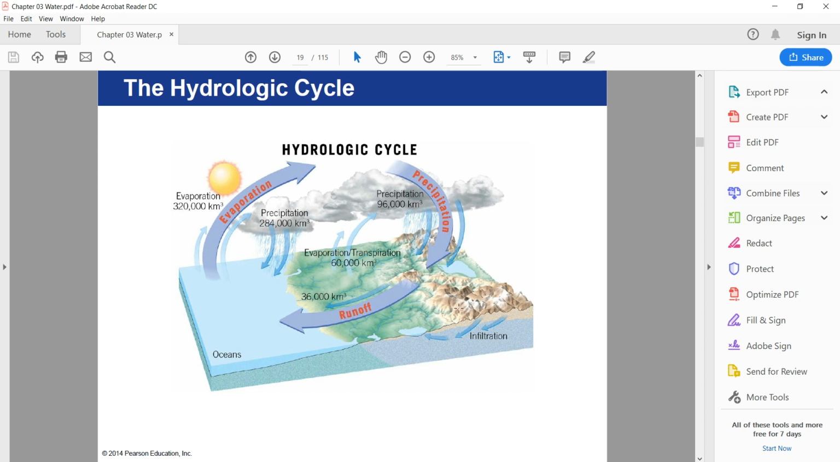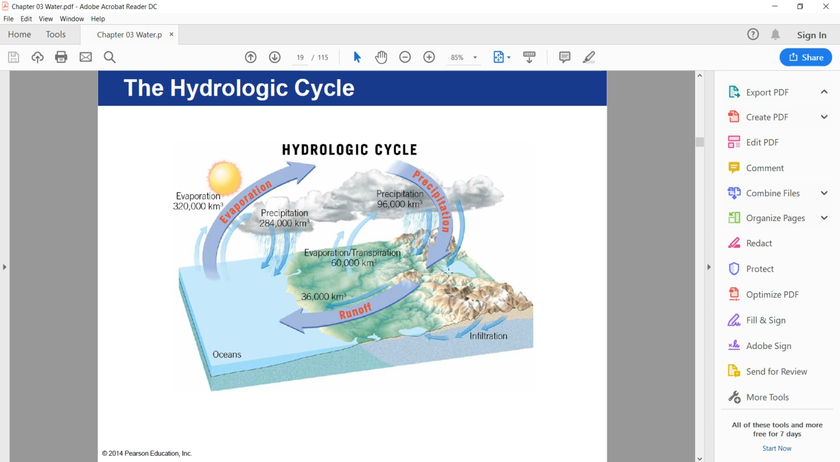Infiltration is the process where water which falls after precipitation on the ground is absorbed inside the surface, inside the body of the earth. That process is called infiltration. Here you can see the mass of water in different phases changes as you go over different landscapes. Over the ocean, since there is more exposed water, there is more evaporation, and also a higher level of precipitation.